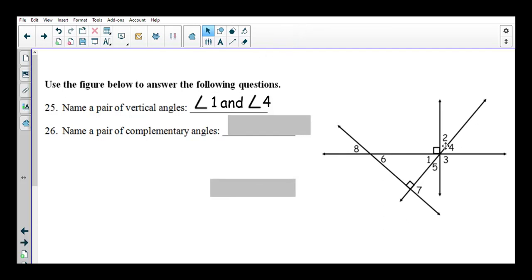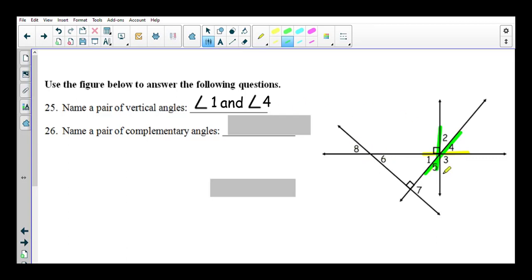If you're struggling with figuring out in this complicated figure right here which ones are vertical angles, you can trace the lines. Like if I'm looking at this line right here and this line right here, the angles that are formed are 1 and 4. If I'm looking at this line here and this line here, I'm looking at angles 2 and 5, so 2 and 5 are also vertical angles. The easiest one to choose would probably be 6 and 8 since they're over here by themselves, so that would also work.